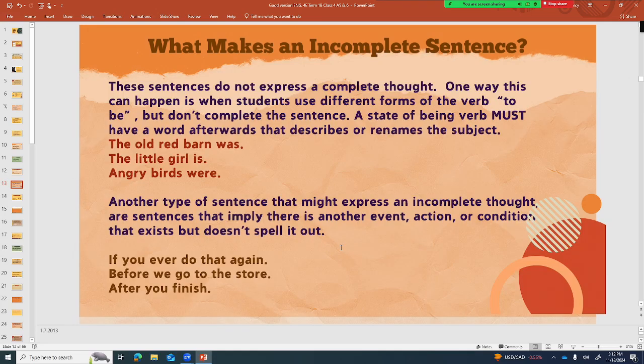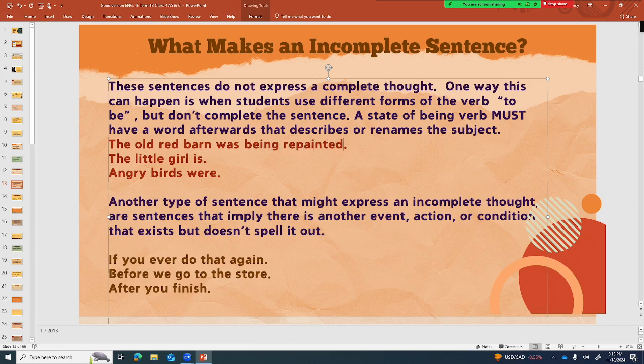This is, I think, the hardest one, when it doesn't express a complete thought. One way this can happen is when students use different forms of the verb to be, but they don't finish the sentence. A state of being verb must have a word afterwards that describes or renames the subject. That's what it's there for. So I can't just say the old red barn was. I have to be telling you what's going on with the old red barn. The old red barn was, I think, being repainted.